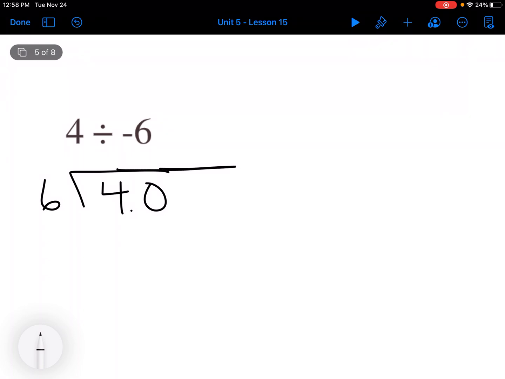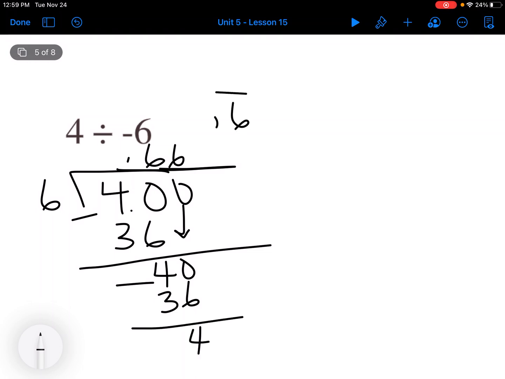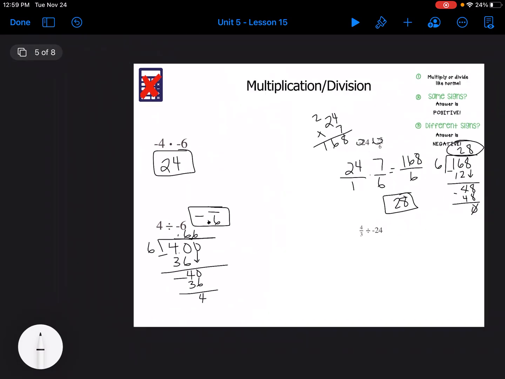So 6 goes into 40. 6 times 5 is 30. 6 times 6 is 36. So I end up with 36, add a 0, 6, and I'm going to keep having this happen. So it's going to be 0.6 repeating, right? And the signs are different, so I'm going to have a negative. So it's negative 0.6 repeating.